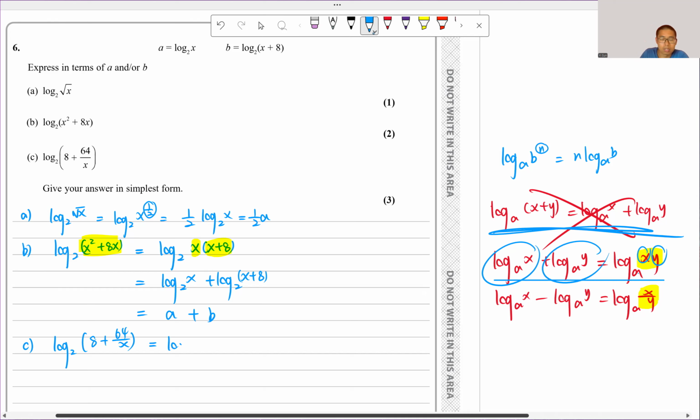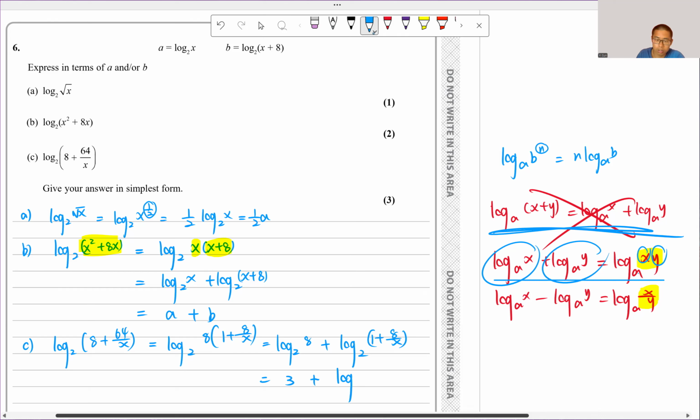So the easiest way to start is to check whether you have a common factor or not. 8 and 64 have a common factor, 8. That's what we need to factorize out. That'll be 8 outside, (1 plus 8 over x). Then we can split this into log base 2 of 8 plus log base 2 of (1 plus 8 over x). And log base 2 of 8 is just 3, because 2 to the power 3 is 8. And then for the second half, there's no common factor we can use. So we have to change into a division in order to apply the logarithm rules.